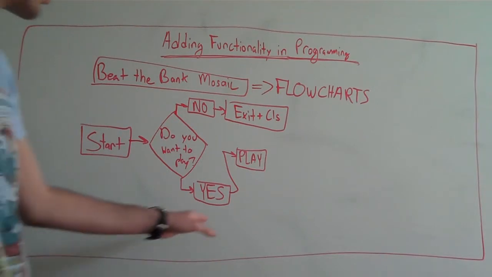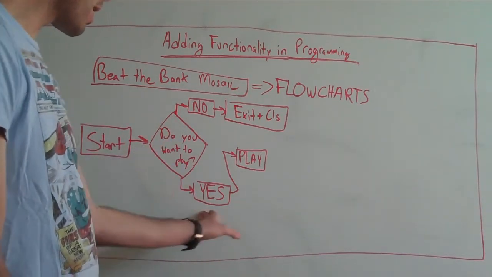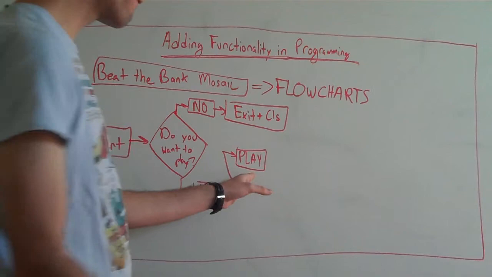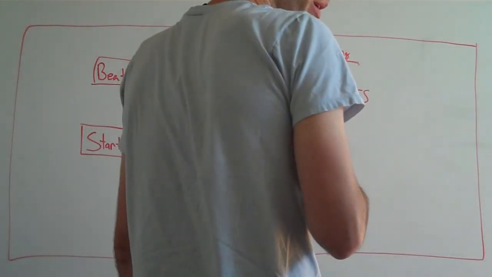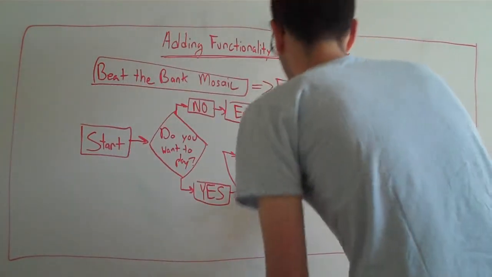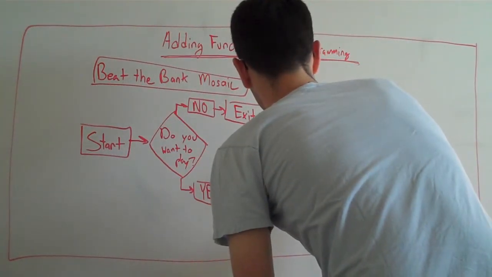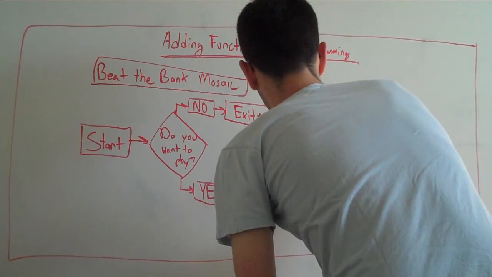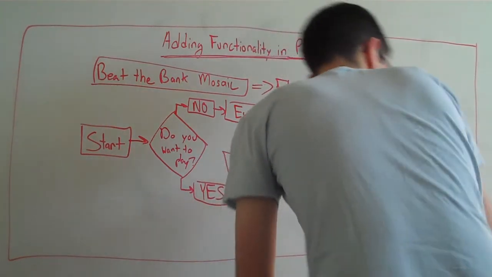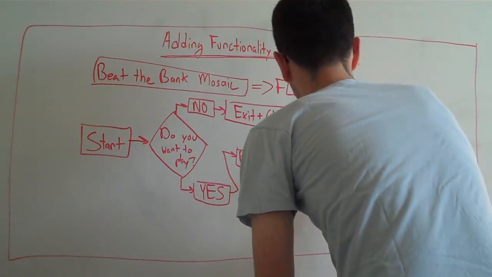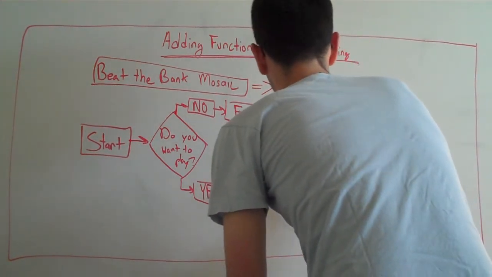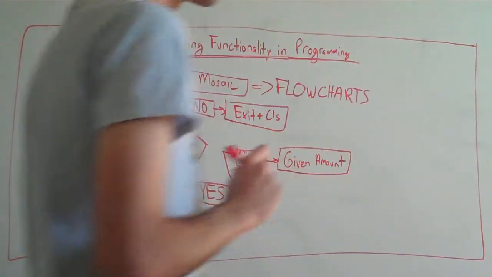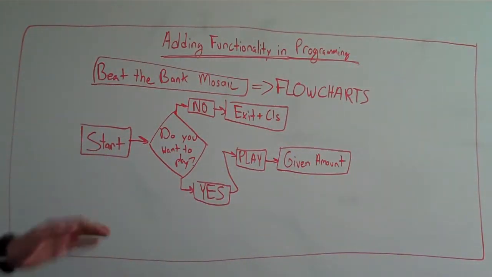Now, so you play. Do you want to play? Yes. Play. First thing that happens is you're given a value. Right. So you're giving it a layout, like a diagram. Given number, or given amount. Given amount. Then what happens after a given amount? It says, awesome, let's play. You get 107. Then what happens?